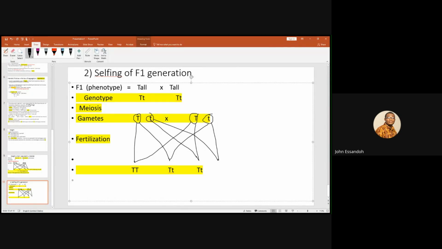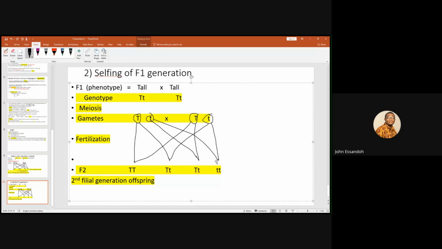And then finally, we'll have small t, small t. Good. So this one becomes our F2. That's the second filial generation, offspring.